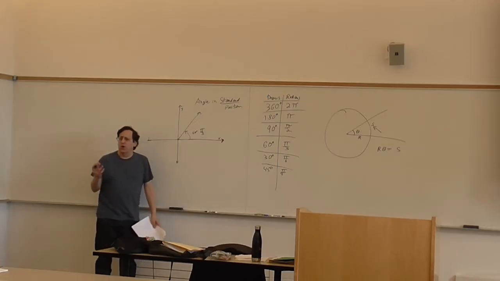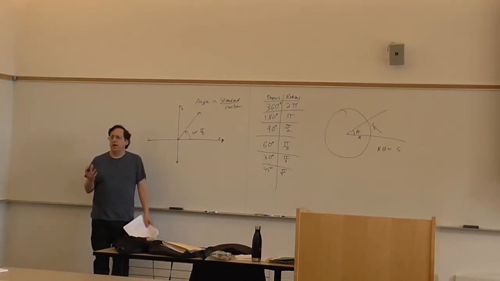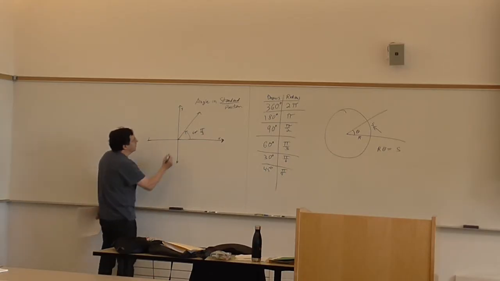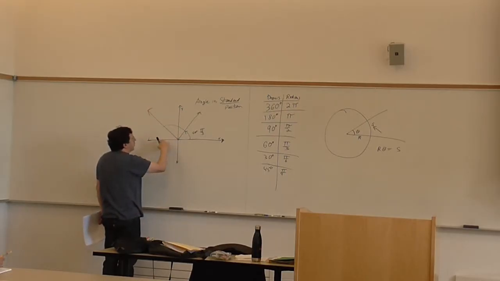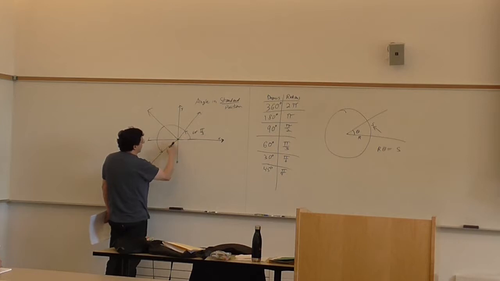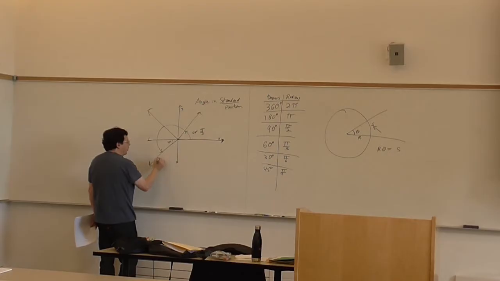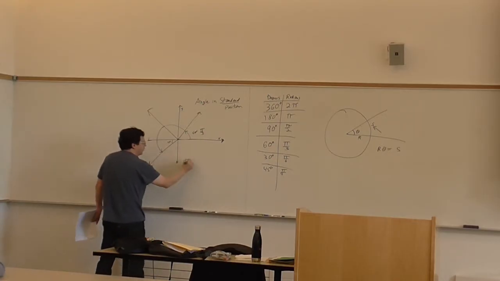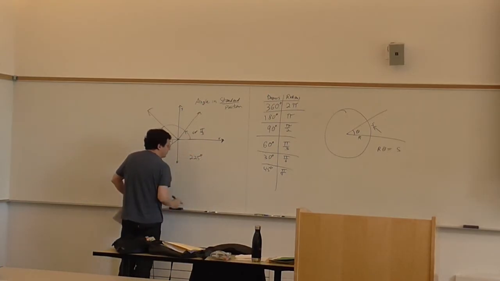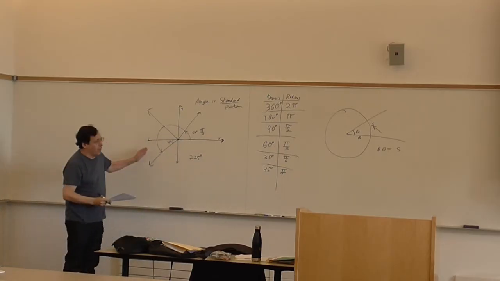But we're no longer limited now to angles less than 180. We could have an angle that goes out this way. This is between 90 and 180. But we could keep going, right? So now I have an angle here. This is 45 degrees past 180. So this angle here is now 225 degrees, or pi plus pi over 4, 5 pi over 4.